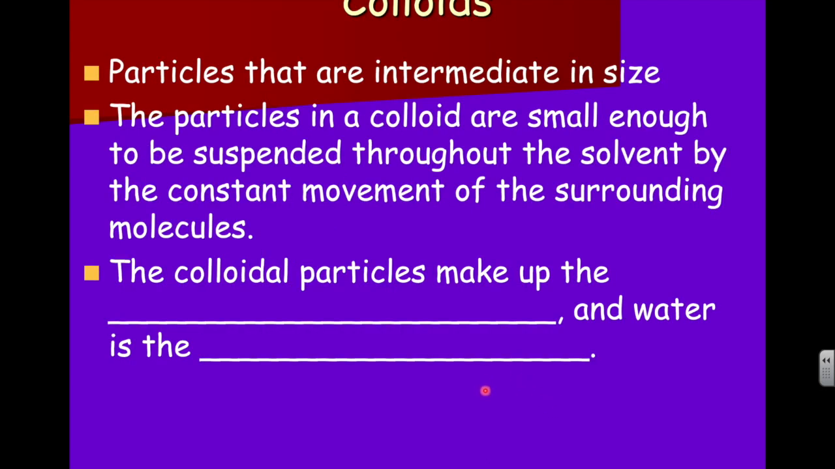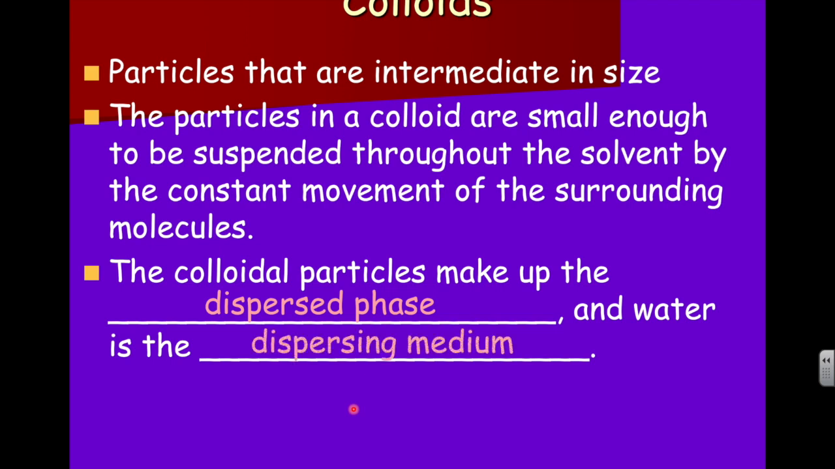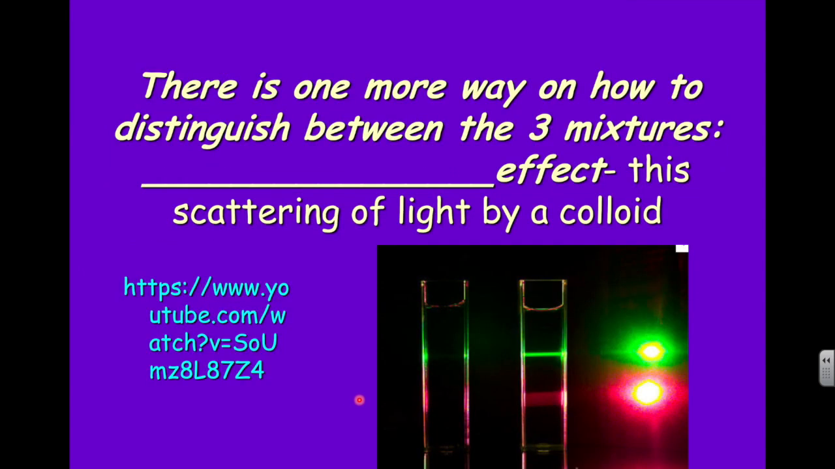Now, in the middle, we have solutions, and then we have suspensions. Now, in the middle are what we call colloids. Now, they're the intermediate size. Now, the particles are small enough to be suspended throughout the solvent, but there's still constant movement of the molecules. So they make up the dispersed phase, and the water is called the dispersing medium. All right. So a super good example of this is soap.